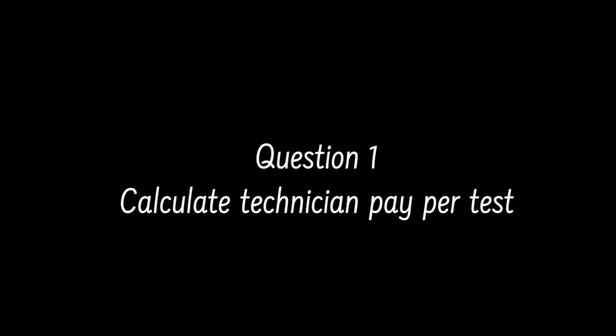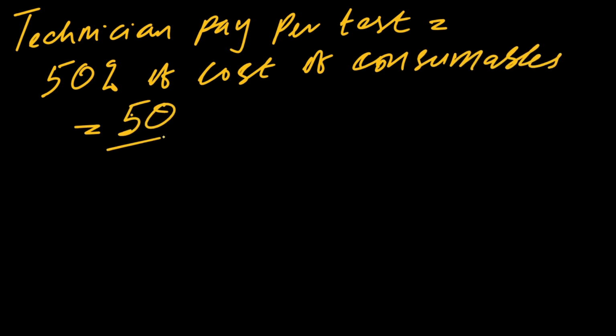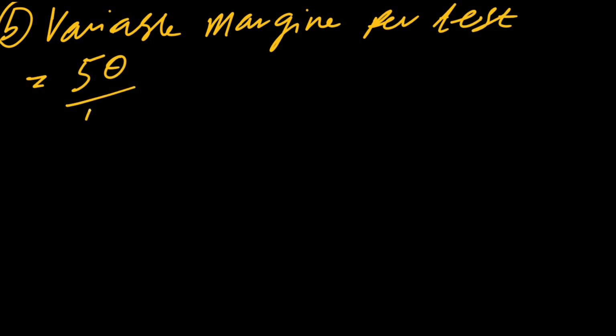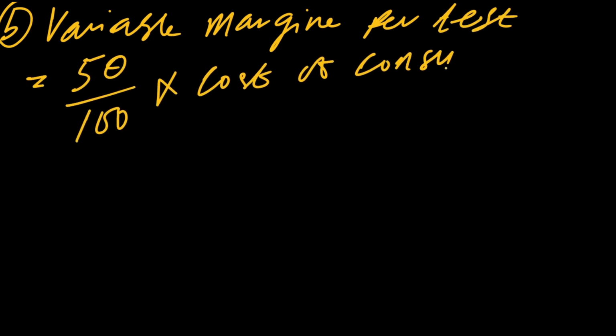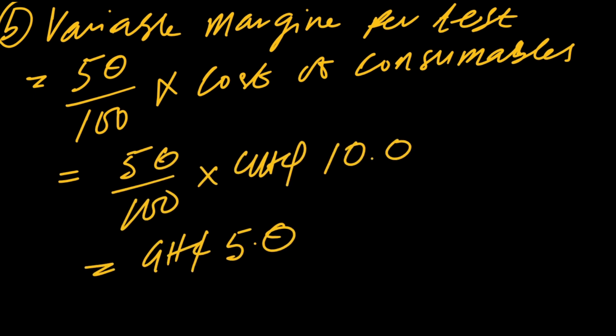Question 1. Calculate technician pay per test. Technician pay per test is equal to 50% of the cost of consumables. That is 50 on 100 times 10 cedis, and the answer is 5 cedis. Question 2. Calculate the variable margin per test. The variable margin per test is equal to 50% of the cost of the consumables. That is 50 on 100 times 10 cedis, and the answer is 5 cedis.